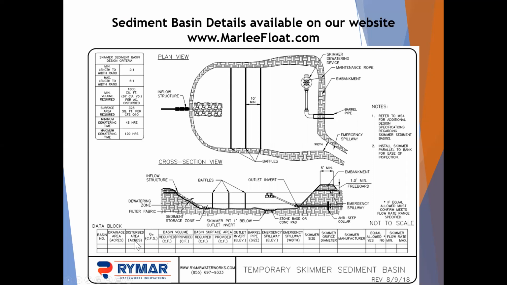So it's got your drainage area, disturbed area, your flow rate. Now you may change this to your Q2 depending on what your local requirements are, but typically the 10-year storm is what we're looking at. Basin volume, again, you're required and provided, and your provided may be much larger if you've got a multi-purpose basin that's going to be your detention pond. Surface area, outlet information. And here we have your skimmer size, your skimmer orifice diameter, your skimmer manufacturer, because again, not all skimmers flow the same.